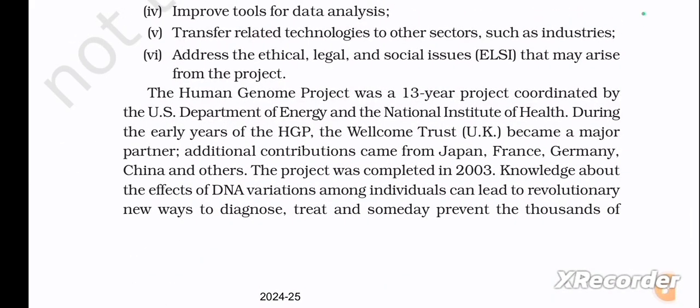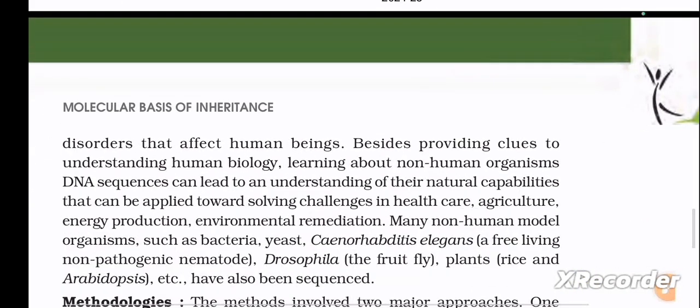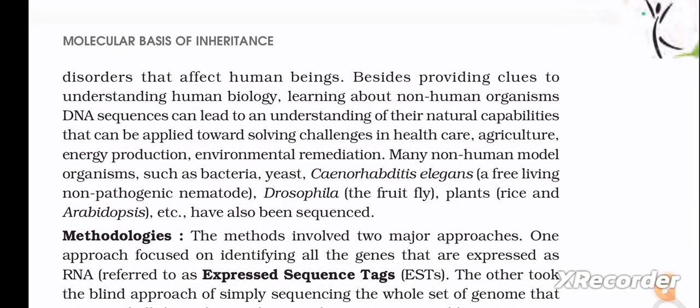The Human Genome Project was a 13-year project coordinated by the US Department of Energy and the National Institute of Health. During the early years of the HGP, the Wellcome Trust UK became a major partner. Additional contributions came from Japan, France, Germany, China, and others. The project was completed in 2003. Knowledge about the effects of DNA variations among individuals can lead to revolutionary new ways to diagnose, treat, and someday prevent the thousands of disorders that affect human beings.